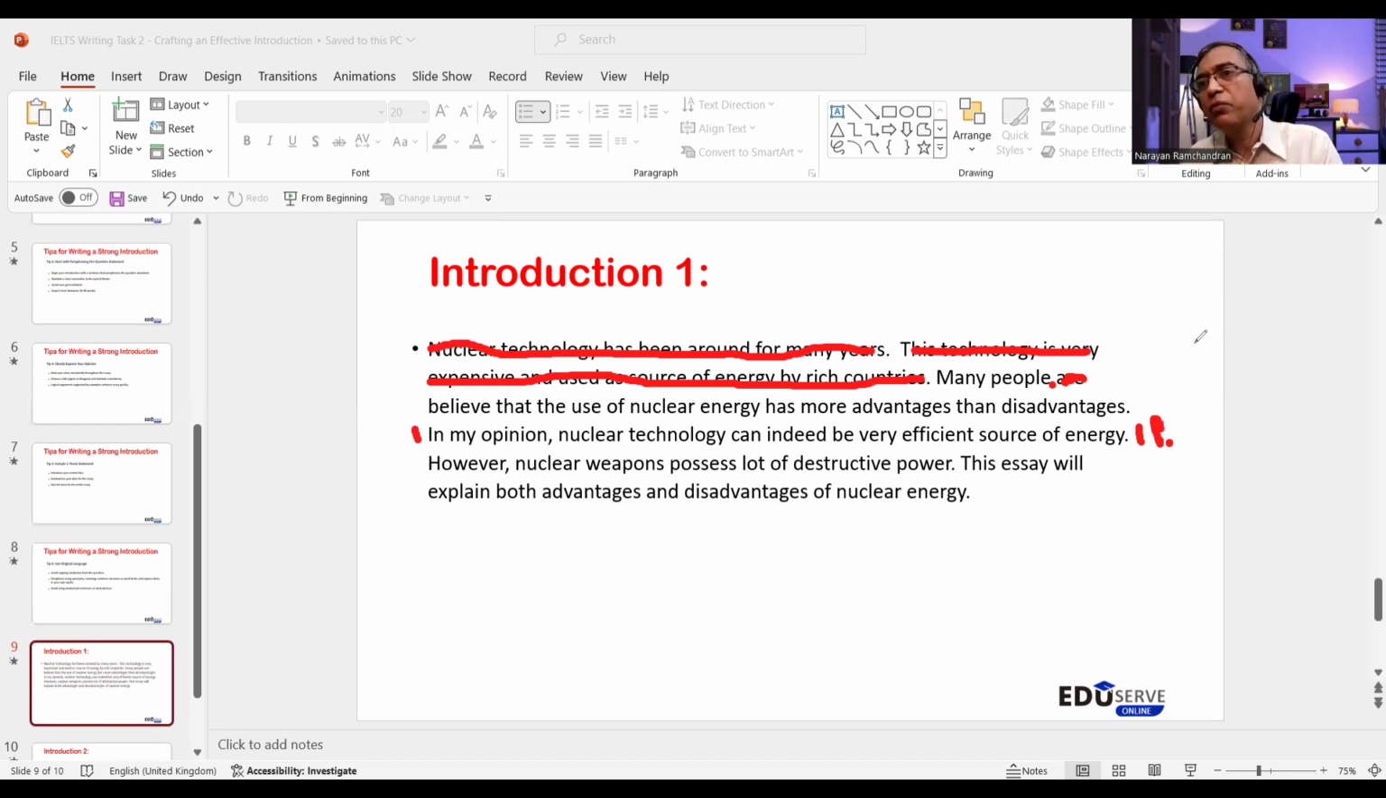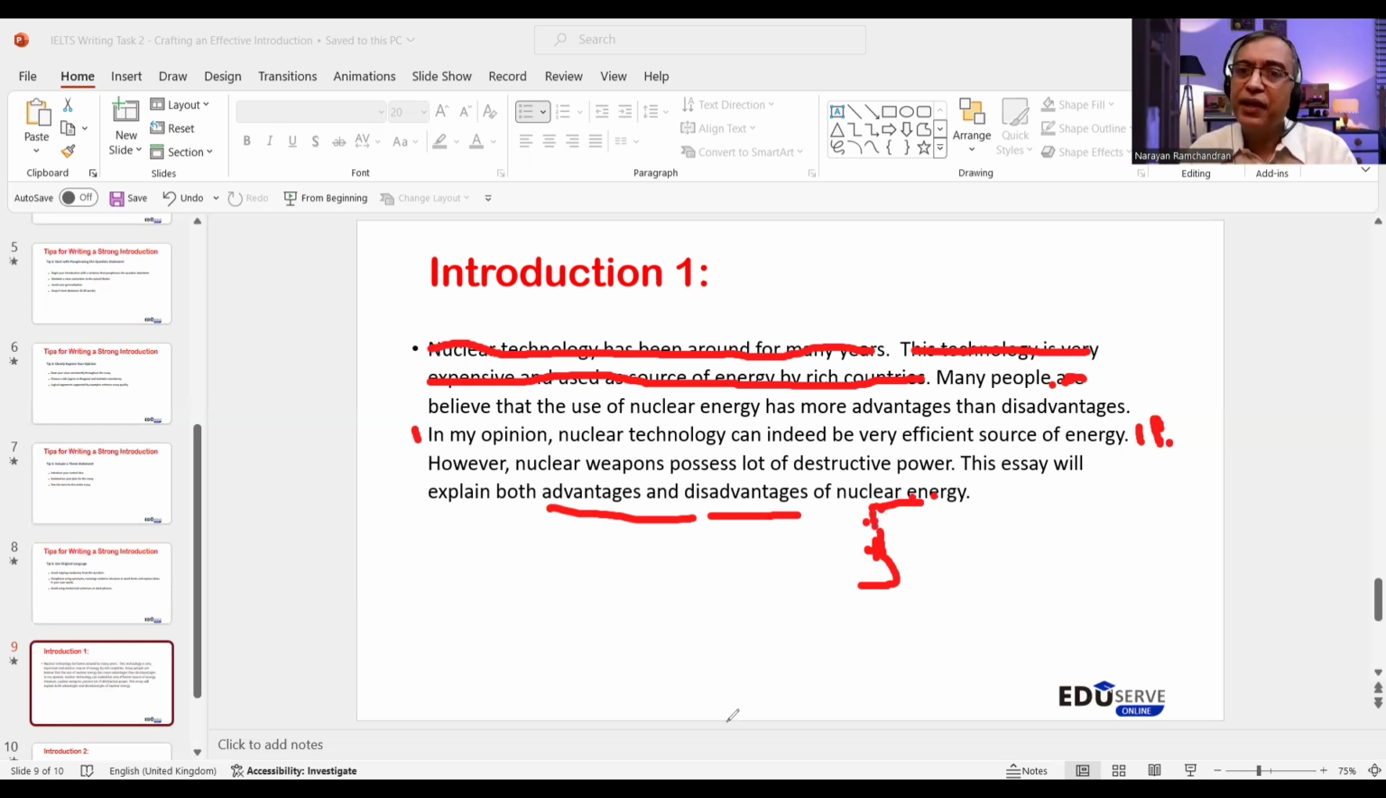So again, this would be marked down because, as I said, your opinion has to be clear and it has to be maintained throughout the essay. And finally, his last line in the introduction says, this essay will explain both the advantages and disadvantages of nuclear energy. Now, is this question asking you to give the advantages and disadvantages? No, the answer is no, because this is an opinion essay which is asking you to agree or disagree with the question statements that have been given above, the prompt. So again, the thesis statement that is given in the end is also not correct. So overall, I would probably not give him more than a 5 for this essay. So that's the maximum that he would get.